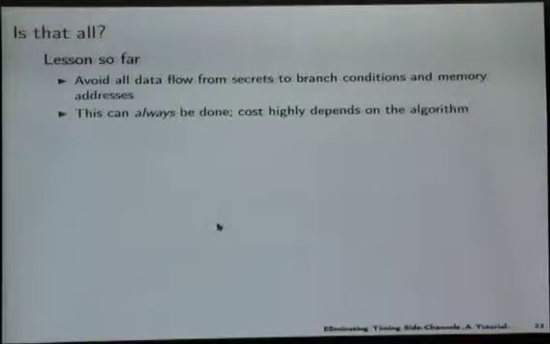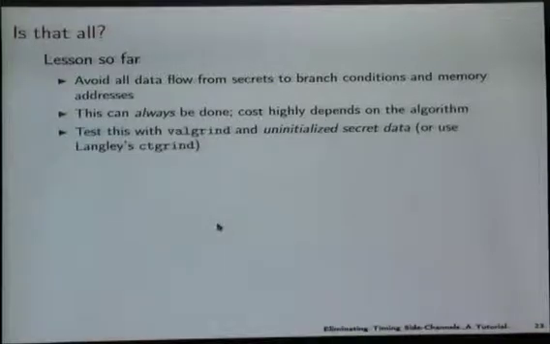So far, the lesson that I tried to convey here is that you should avoid all data flow from secrets to branch conditions, and all data flow from secrets to memory addresses. And this can always be done. I showed you the 2 generic transformations that you can use, but the cost highly depends on the algorithm. In particular for lookups, this may be really, really annoying. But if you do that, then you can afterwards test that this works.